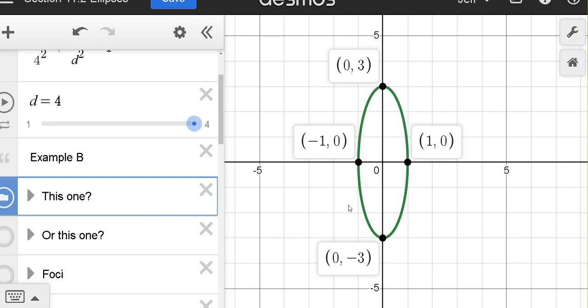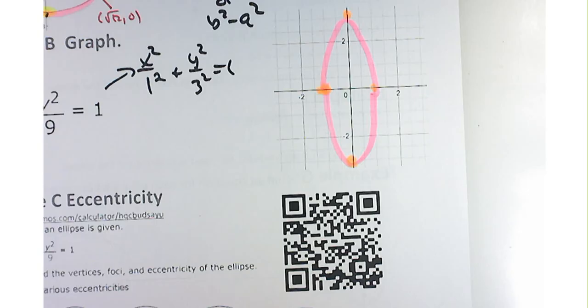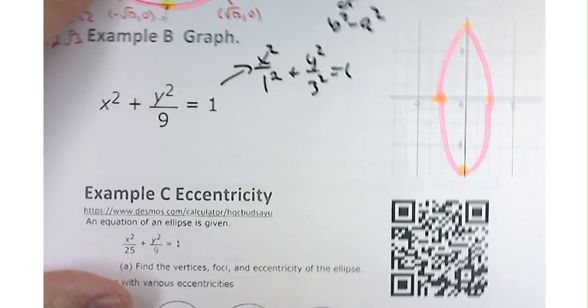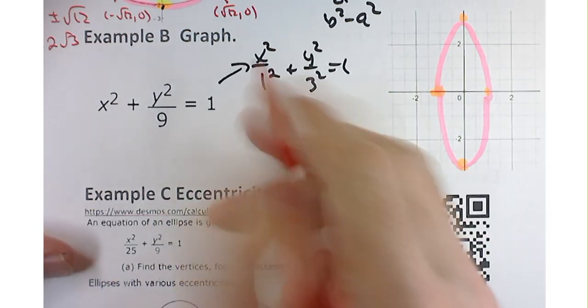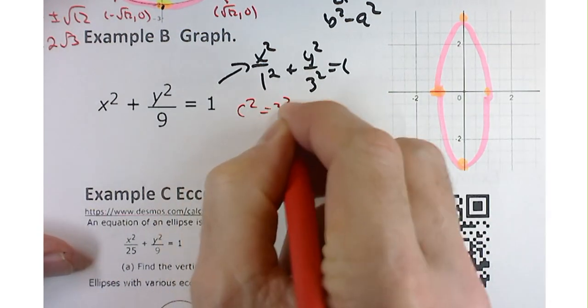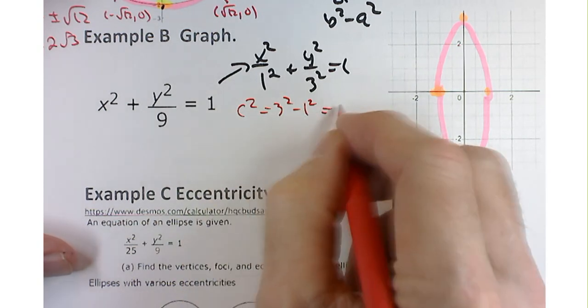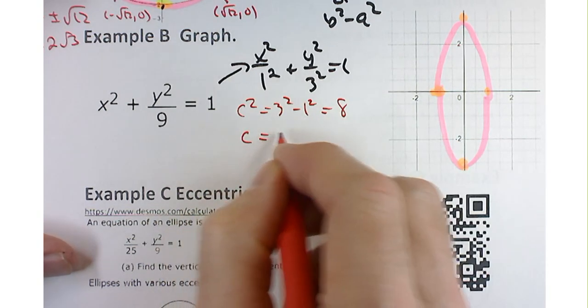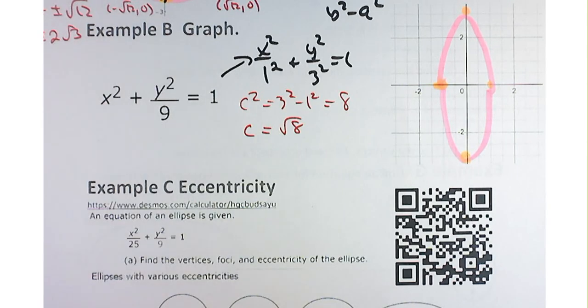Now we are going to have to figure out the foci as well. So what is it that allows us to calculate the foci? b squared minus a squared, or a squared minus b squared. Yeah, so it's going to be the bigger square minus the smaller square. So in this case, c squared is going to be 3 squared minus 1 squared, or 8. So c is going to be the square root of 8. And yeah, you could write that as 2 square roots of 2. That's fine. I'm not worried about that.